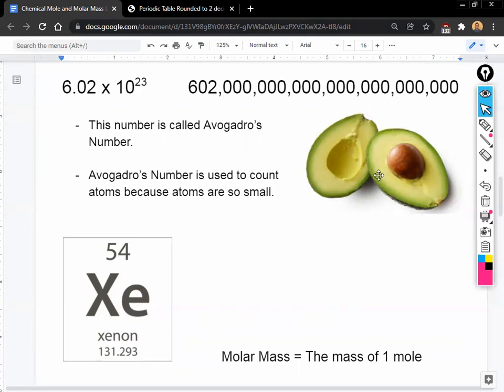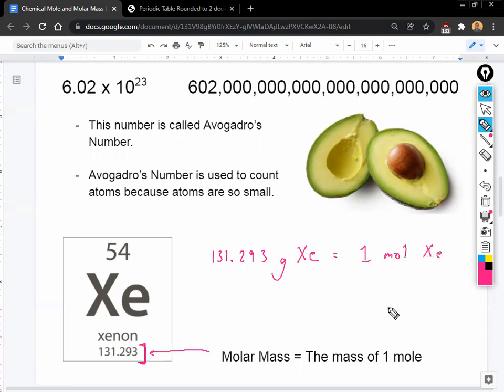Okay, and the reason why this matters is because on the periodic table, if you take a look at the number on the very bottom, we call this the molar mass. And that's going to be the mass of 1 mole of that element. Depending on the element, it's going to weigh a different amount. So if I have a mole of xenon, it's gonna weigh 131.293 grams. And the way that you would write this is 131.293 grams of xenon equals 1 mole of xenon.